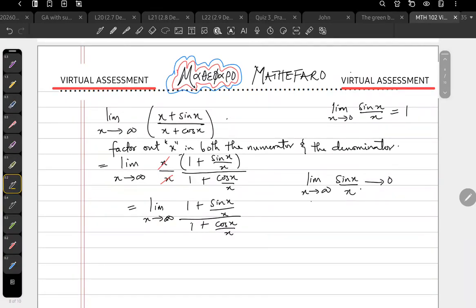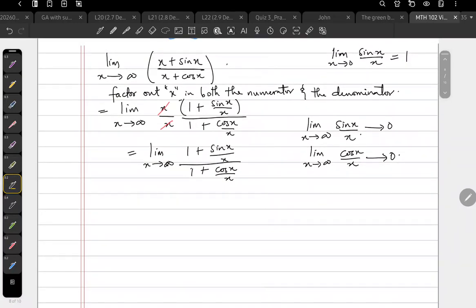Okay, so the same thing happens with cosine of x over x. So when you have a fraction and you're taking the limits, if the denominator runs faster to infinity than the numerator, in this case the numerator is not even going to infinity, it is bounded between -1 and 1, it means the limit here is equal to 0. And that tells us that the final answer here is 1 plus 0 over 1 plus 0, which is 1 over 1, which is equal to 1.